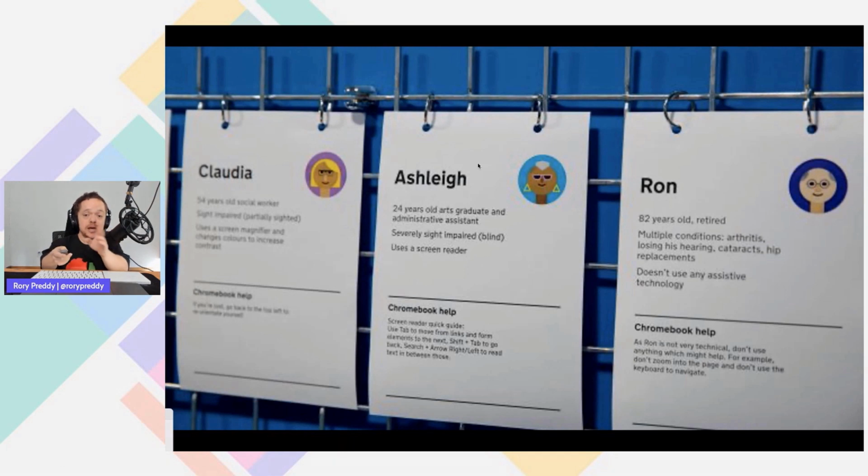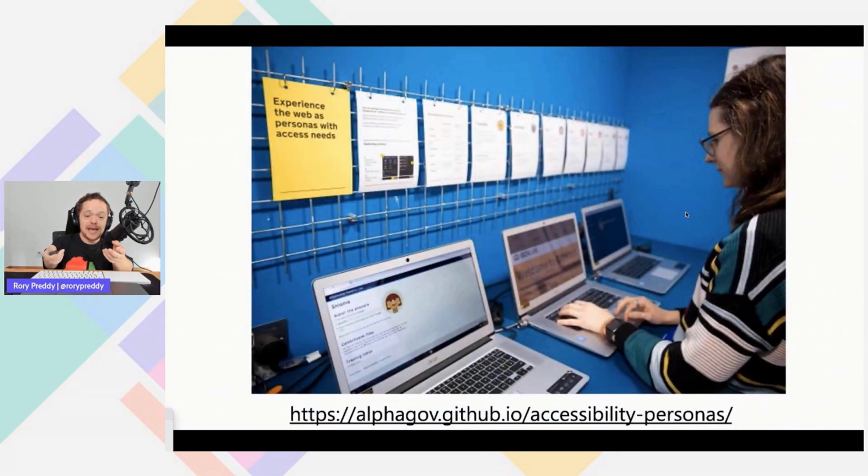You can see there's Claudia, Ashley, and Ron, who is an 82-year-old retired man with multiple conditions: arthritis, losing his hearing, cataracts, hip replacements, and he doesn't use any assistive technology. What it does is you take that persona spectrum and you run these labs here, and these individuals would go in as Ron and try to use your website and see the difficulties that Ron would experience with it.